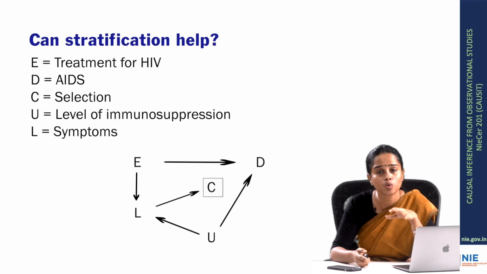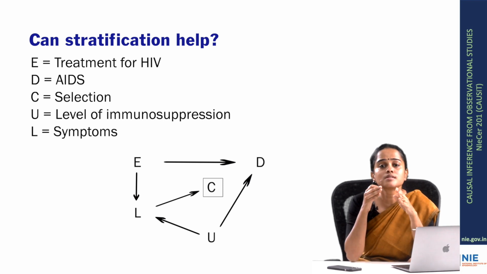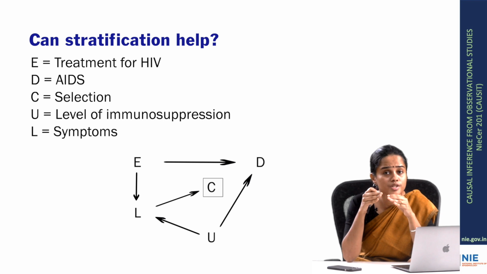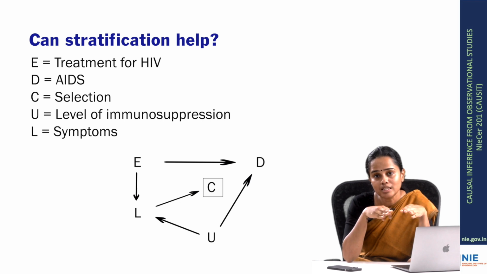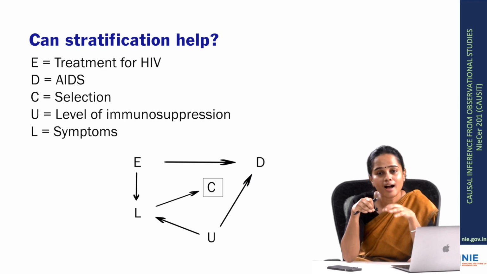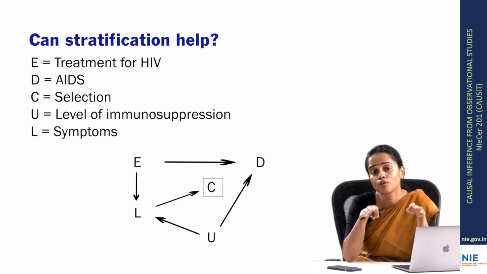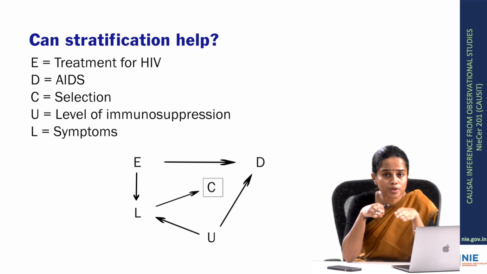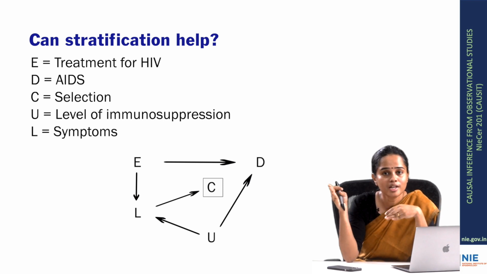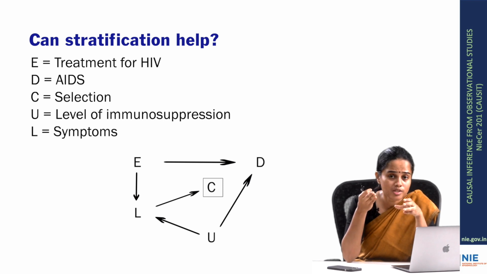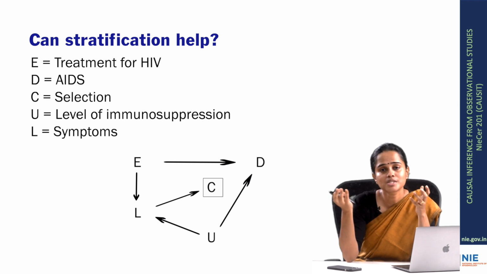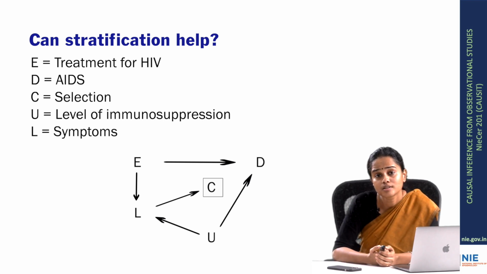But does stratification help always? The answer is no. Now let us take a look at this DAG. There is this exposure which leads to disease and you have conditioned on a certain variable C. You also know that there is this unmeasured variable U which is related to disease and, through a measured variable L, is also associated with E. So exposure is related to this variable L and there is this unmeasured variable which is associated with both L and with D. If you remember our previous example of treatment for HIV and AIDS, U was the level of immunosuppression which led to symptoms represented by L and also led to disease which is represented by D. The exposure, HIV treatment, is also leading to L, which can have some side effects and lead to symptoms. Now in this case, C is not a collider and you have conditioned on C by selecting people into your study, but L is the collider here.